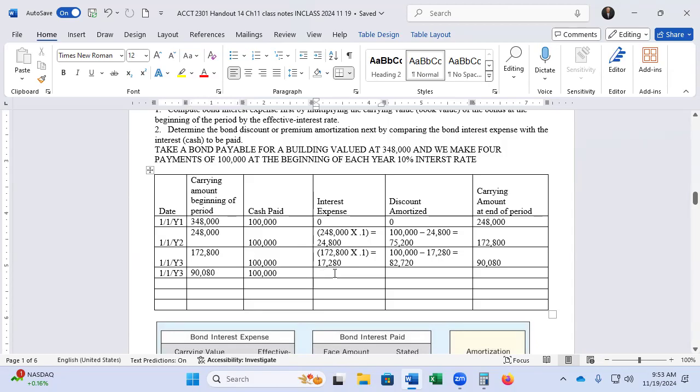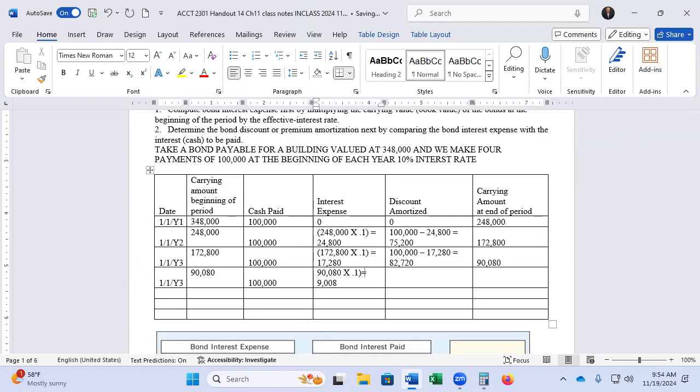So what do we get for interest expense? Okay, 9,008. And that's correct, right? That's 90,080 times 0.1. And that equals 9,008.